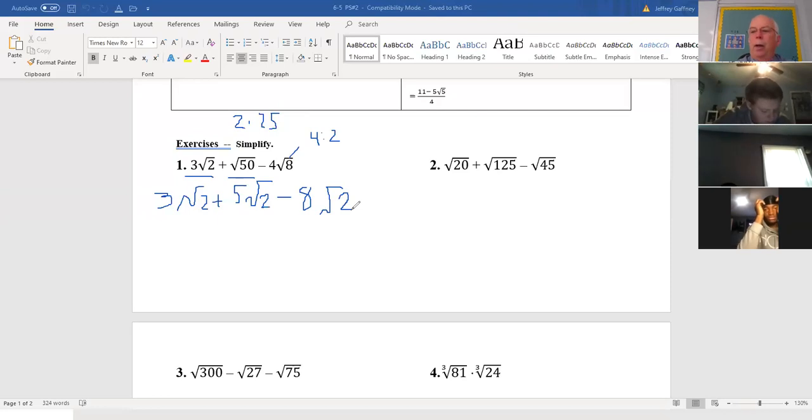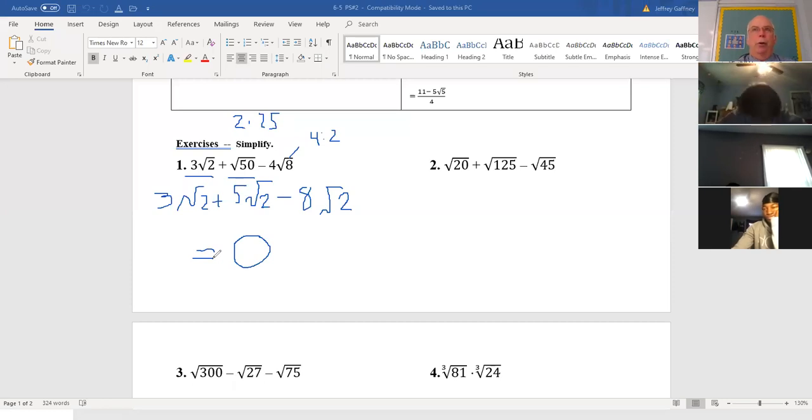All right. Are we good so far? Anybody lost in the sauce? All right. So now it's the best case scenario. I've got 3 like terms, or 3 like radical expressions. So 3 radical 2 plus 5 radical 2 is 8 radical 2, and now I'm subtracting 8 radical 2. So my final answer is this. Everybody see that? Does that make sense?